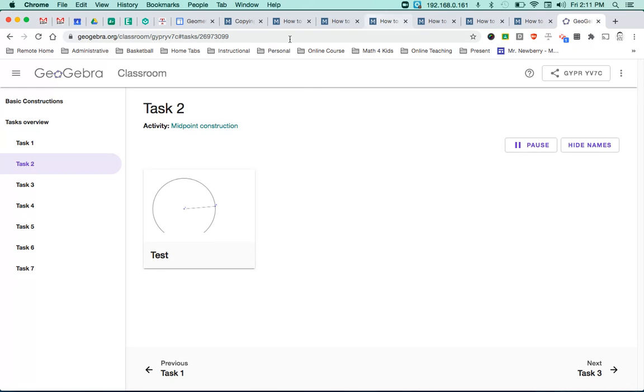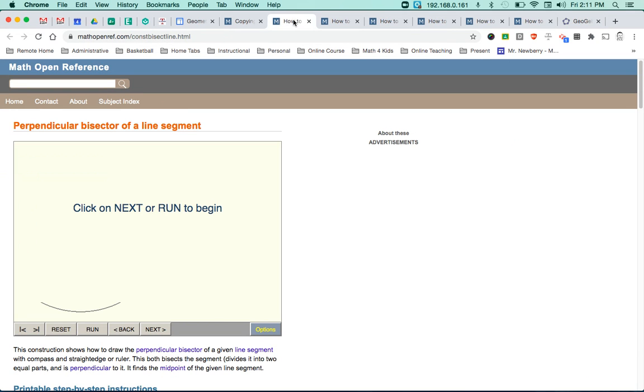All right. But let's go ahead to our second one, which is going to be a midpoint. Now, this applet's called perpendicular bisector of a line segment. Well, a perpendicular bisector is the exact same thing as a midpoint. All right. Because it's bisecting the line segment. It's cutting the segment into 2 equal segments. That's what a midpoint does as well.